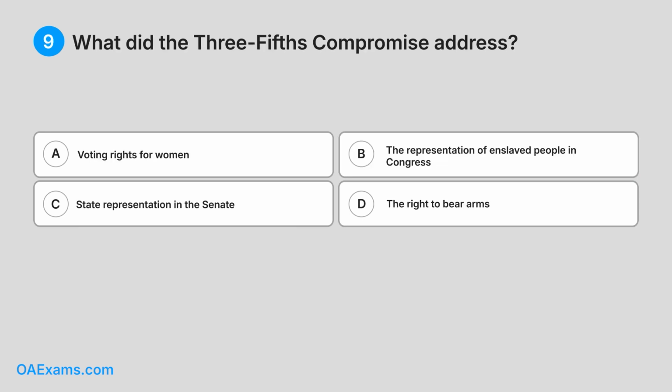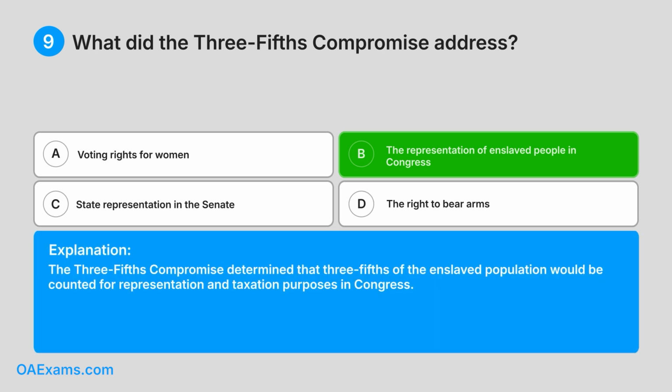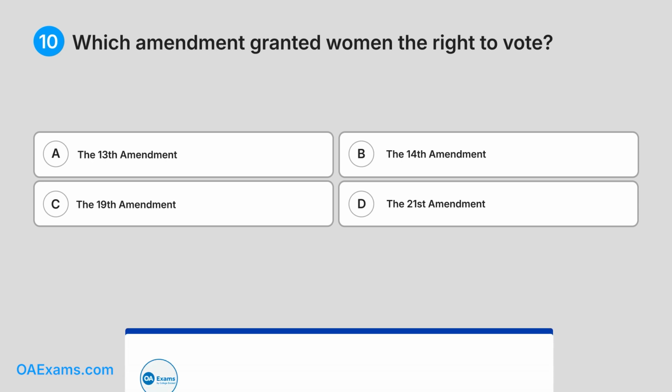9. What did the 3/5 Compromise address? A. Voting rights for women. B. The representation of enslaved people in Congress. C. State representation in the Senate. D. The right to bear arms. Can you guess the answer? Correct answer: B. The representation of enslaved people in Congress. Explanation: The 3/5 Compromise determined that 3/5 of the enslaved population would be counted for representation and taxation purposes in Congress.